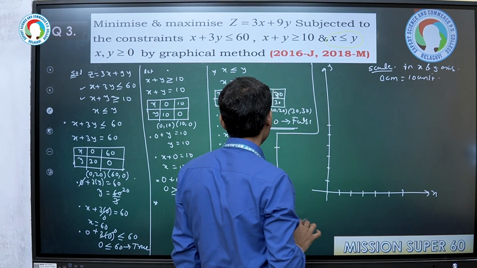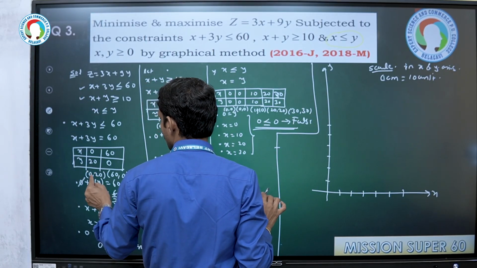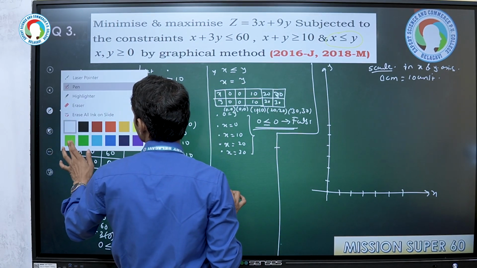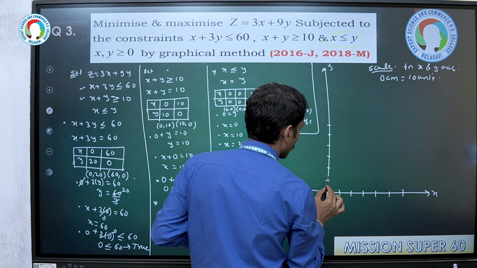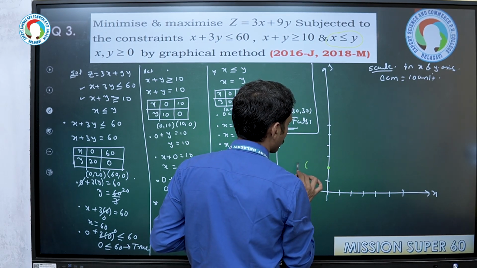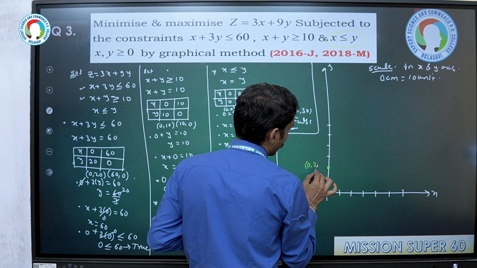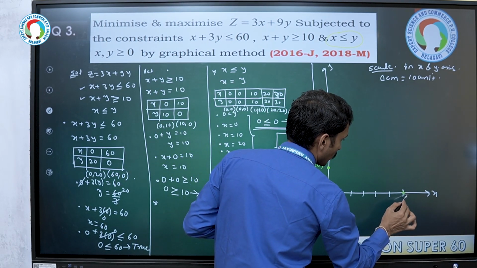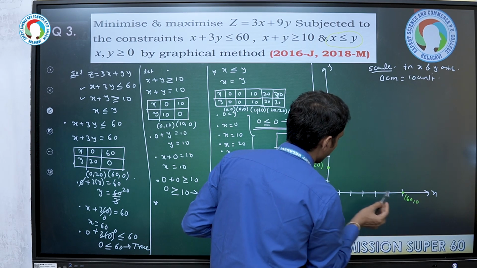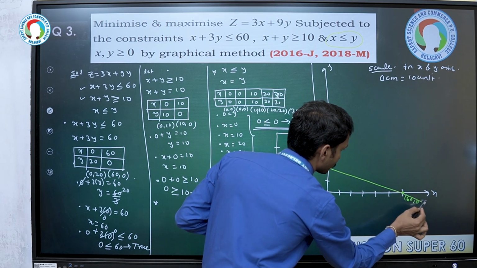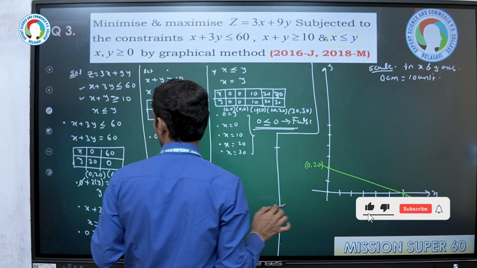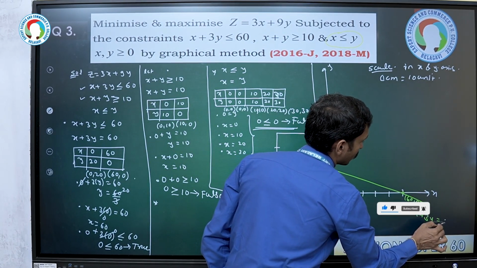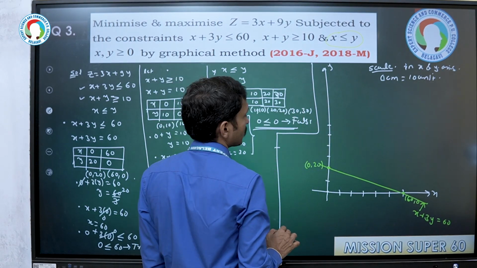Okay, so this is the first line, 0 comma 20. X is 0, y is 20. And here 60 comma 0, x is 60, y is 0. So here we will draw one line and give the name for this. What is the name? X plus 3y is equal to 60.